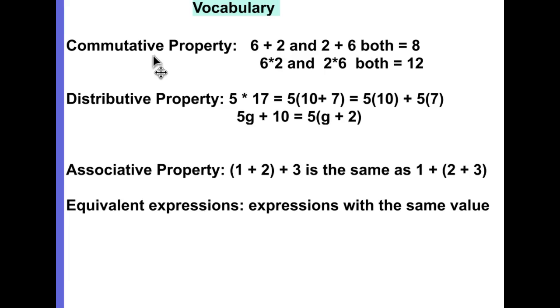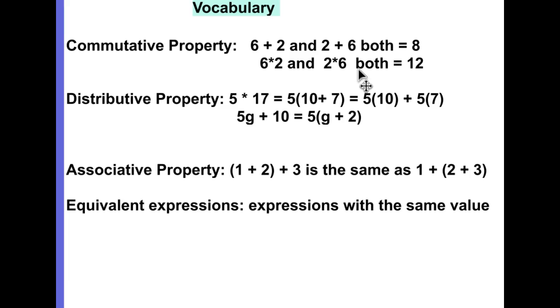The first one is the commutative property. And in this example, I have 6 plus 2 and 2 plus 6. They both equal 8. And we're using multiplication, 6 times 2 and 2 times 6. And again, both equal 12. So I'm noticing in the commutative property, the numbers move around the addition sign or around the multiplication sign.